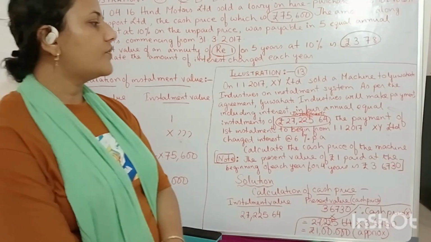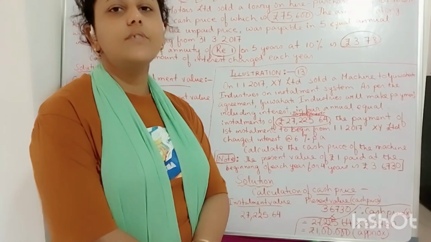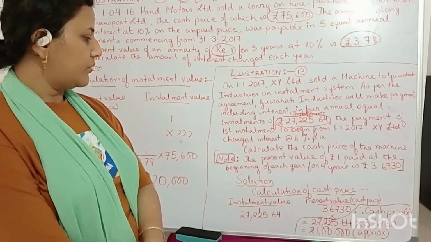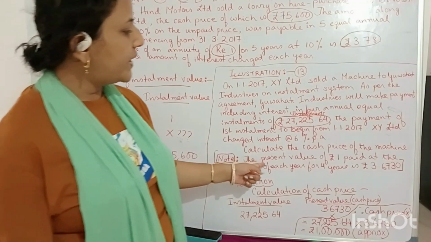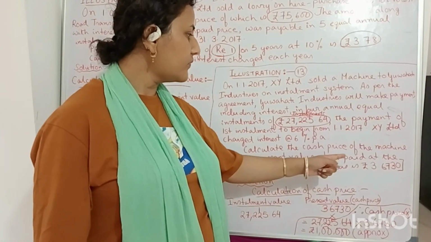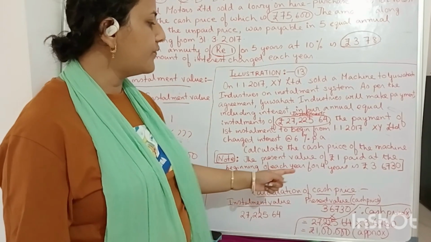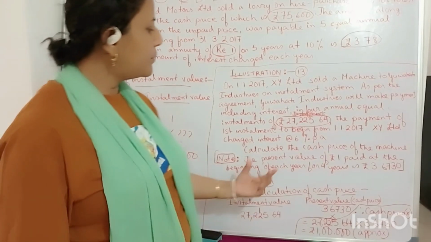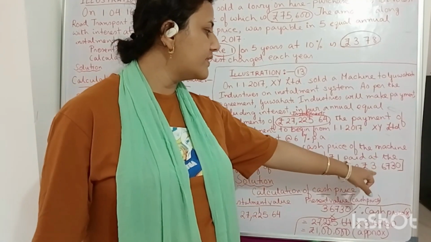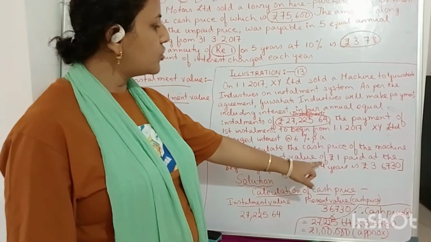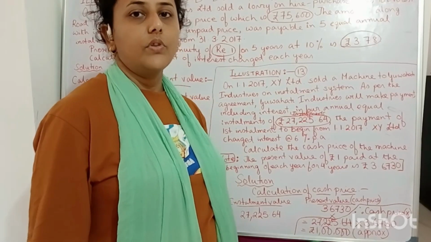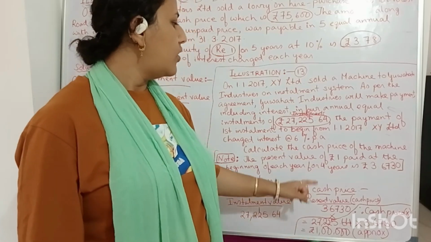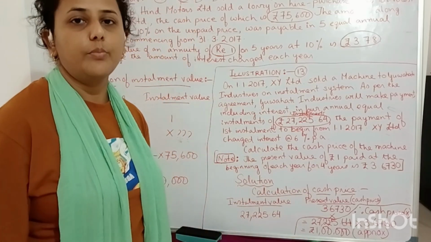Calculate the cash price of the machine. Here the installment value is given, but the cash price is not given, so that you have to take out. There is a note: the present value of rupees 1 paid at the beginning of each year for 4 years is rupees 3.6730. So here the present value, that is the cash price, of installment value rupee 1 is given as this. That is the cash price of rupees 1, and rupees 1 is the installment value.